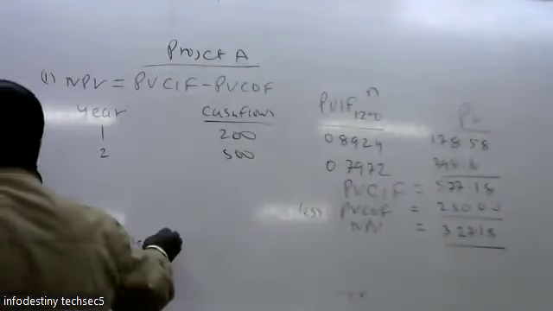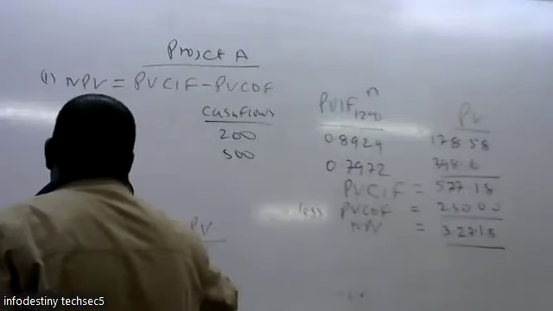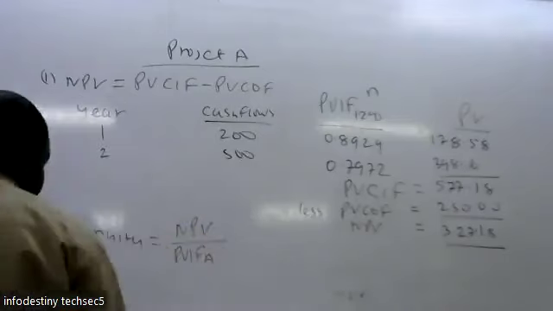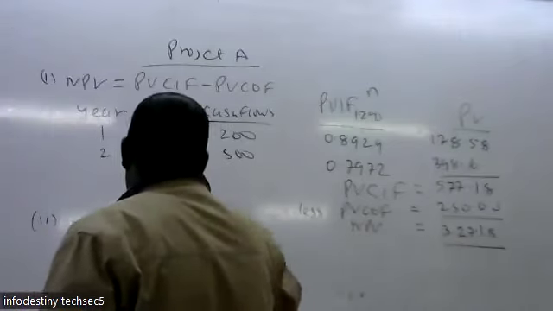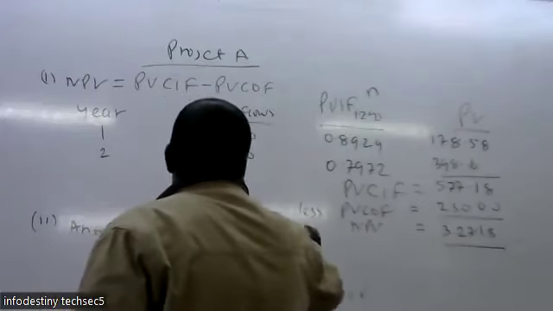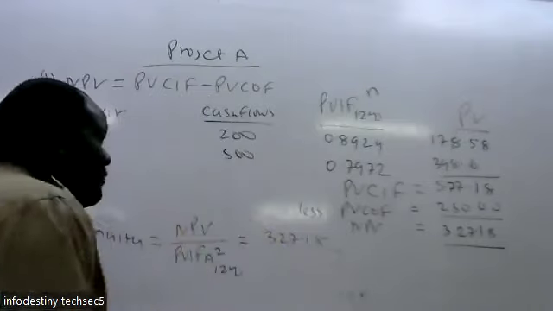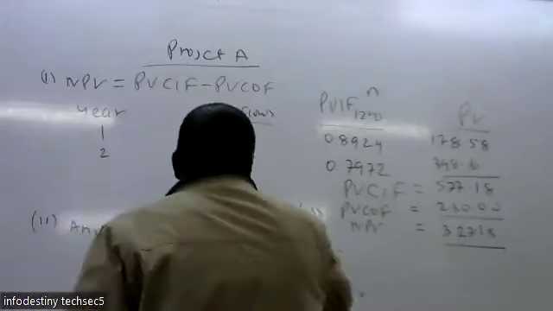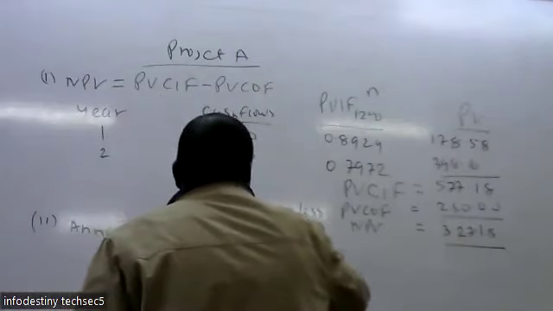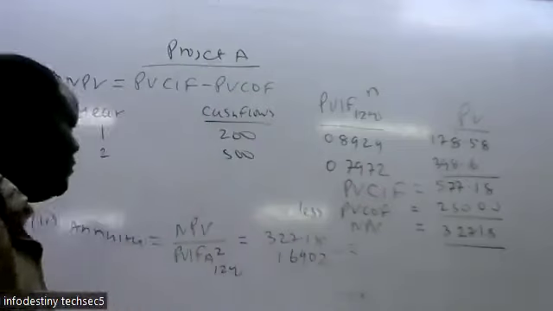There is step number two where you now get the annuity. So annuity should be NPV divided by present value interest factor for the annuity, 12% for 2 years. So it is simply 327.18. You confirm in the annuity table 12% for 2 years. Yeah. So that's now what they were asking you in the Roman letter.